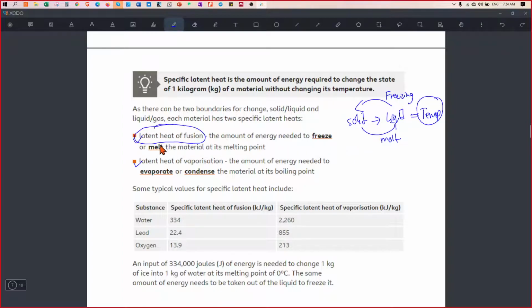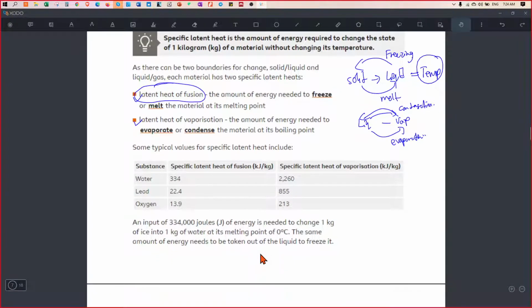Okay, and the same story goes for the vaporization. You have your liquid to your vapor. Liquid to vapor, that is evaporation. Vapor to liquid, that is condensation. Okay, all right. And this is the amount of energy needed.